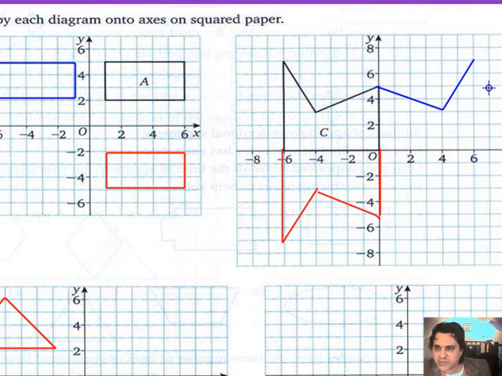Okay, so that's right. So 6, 7. That works. Then come straight down like that. I could finish it off, I suppose, by doing that, and could go over the line. Don't need to do that really. So anyway, you can see that's the reflection of C in the y-axis.